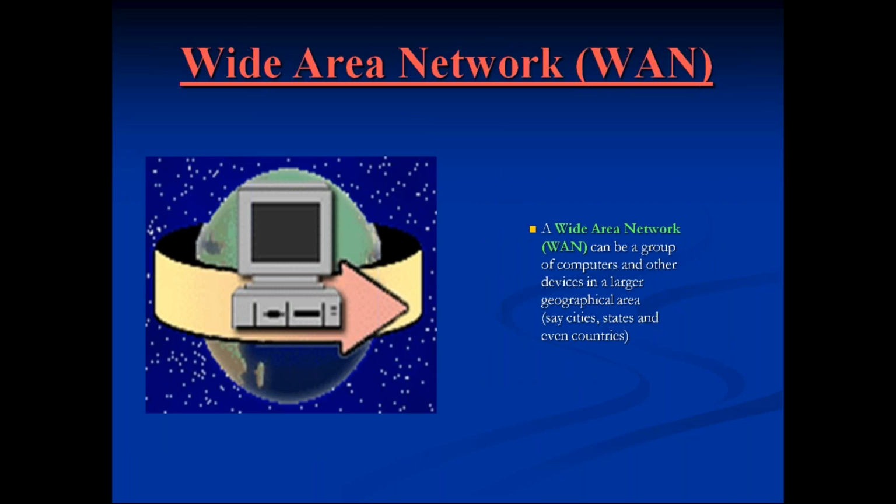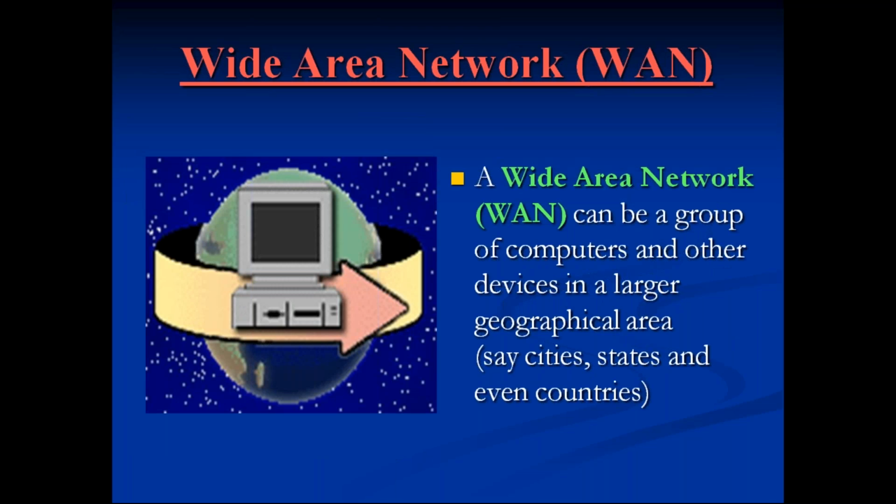Next, wide area network can communicate different geographical locations' LANs. For example, we have an office in Hyderabad, another office is in Chennai or Mumbai. I want to communicate all these three LANs in one network. So you can configure wide area network. So wide area network can be a group of computers and other devices in larger geographical areas or cities, states, and even countries also.